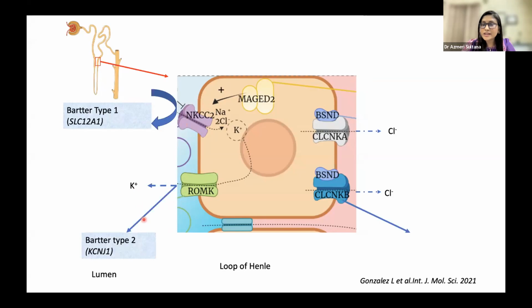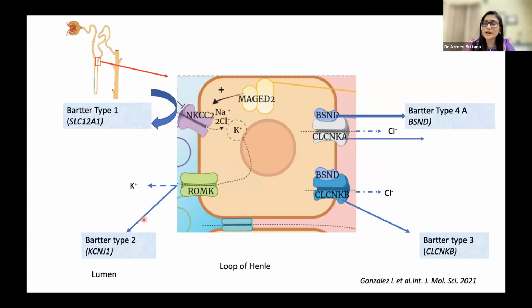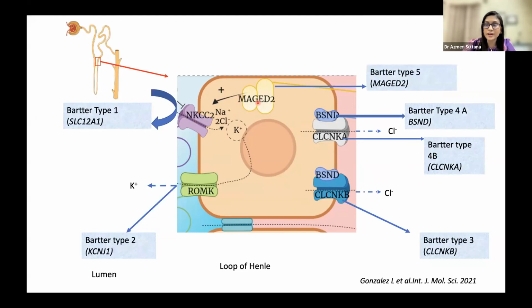There is another chloride channel in the basolateral membrane which gives rise to Bartter type 3. It is so severe that most of the patients died intrauterine. And then the barttin protein in the basolateral membrane gives rise to Bartter syndrome type 4A, and then the chloride channel proteins, with the responsible genes CLCNKA and CLCNKB, give rise to Bartter type 4B. And there is an intracellular melanoma-associated protein which stimulates the NKCC2 channel, and loss of function of this protein, occurring by MAGED2 mutation, gives rise to Bartter type 5.